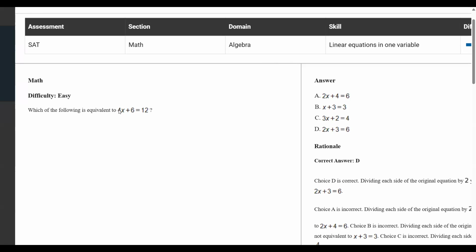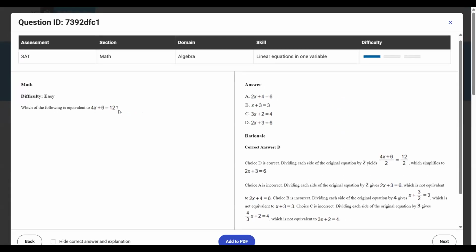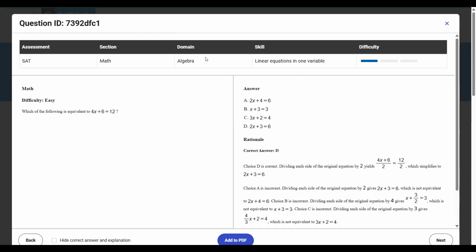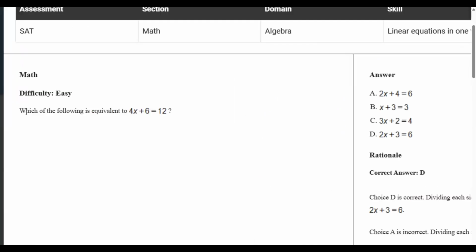Inshallah, we will continue solving SAT questions in the domain of algebra, the scale of linear equations in one variable. Let's continue.